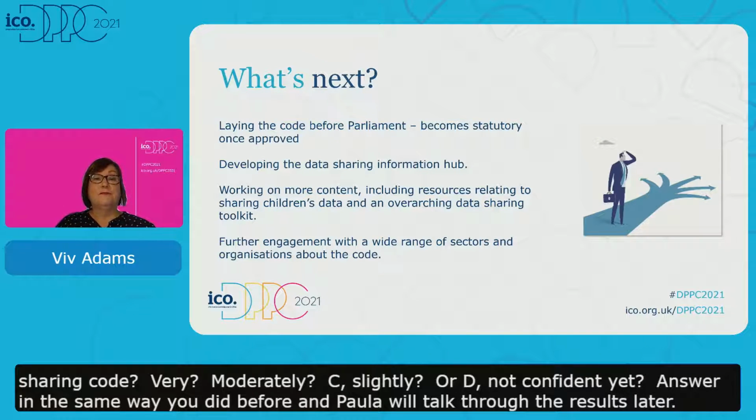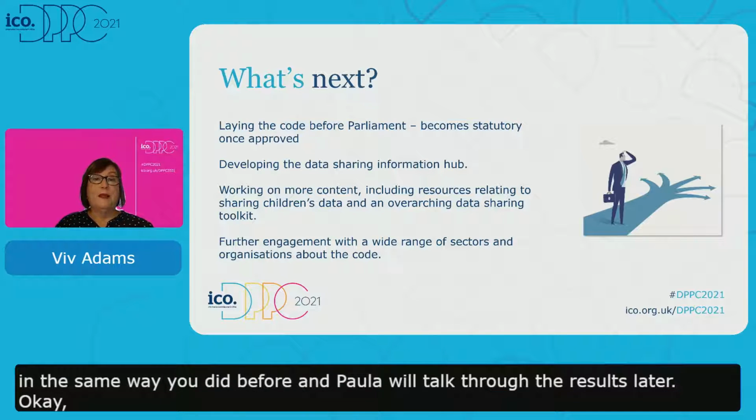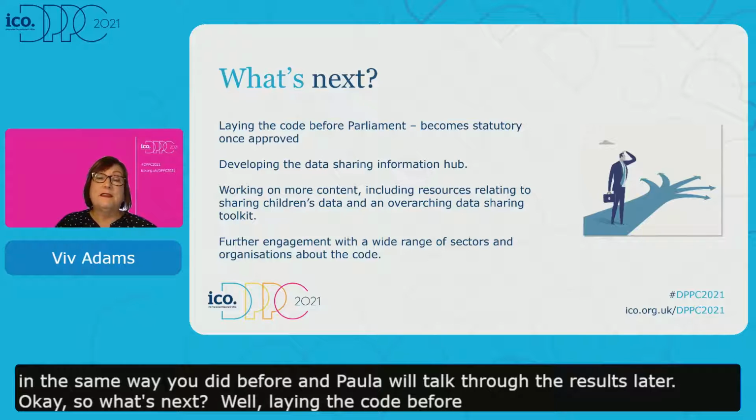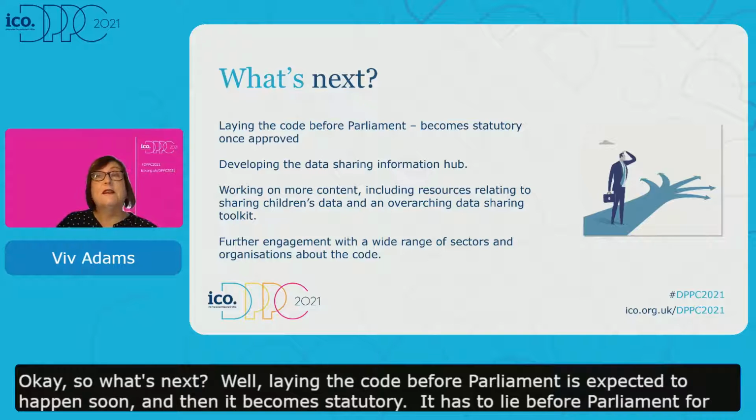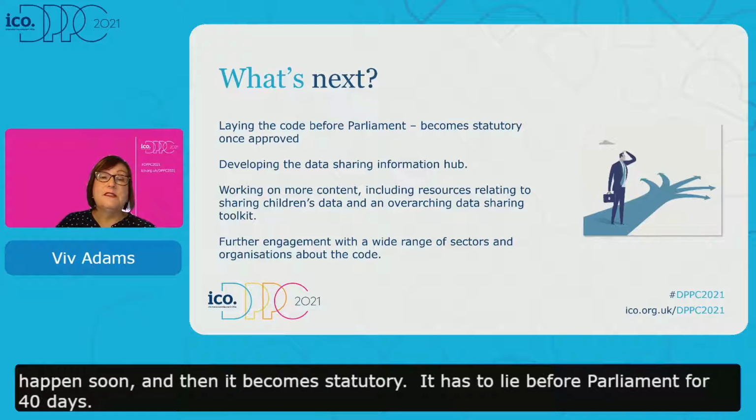So what's next? Well, laying the code before Parliament is expected to happen soon, and then it becomes statutory. It has to lie before Parliament for 40 days. Once approved, the Commissioner can issue it, and it becomes statutory after 21 more days.